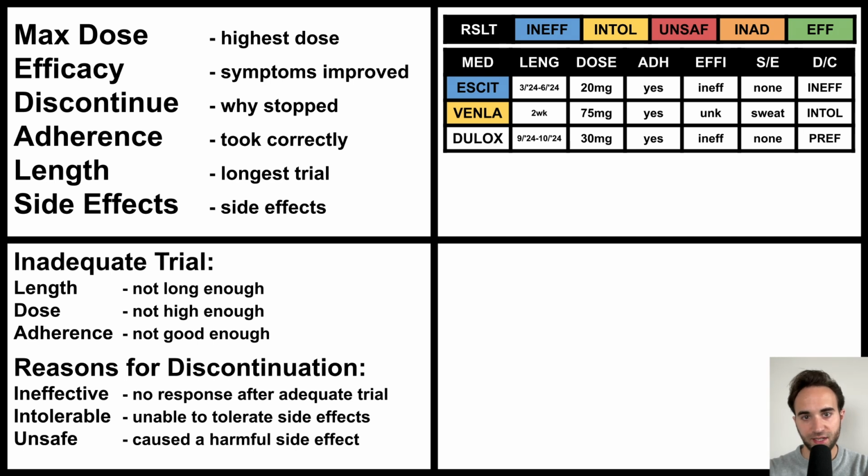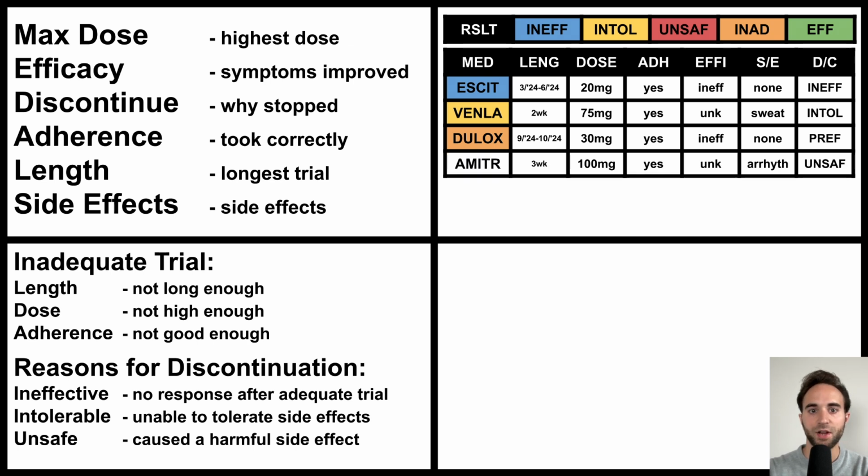Next is duloxetine, which was tried for 1 month at a dose of 30 milligrams with good adherence, but was stopped after only 1 month due to the patient's preference. Therefore, this would be considered an inadequate trial, as neither the duration or dose of medication was adequate. Next is amitriptyline, which was tried for 3 weeks at a max dose of 100 milligrams with good adherence, but caused a potentially dangerous arrhythmia. Therefore, this was an unsafe trial and was discontinued for a legitimate reason.